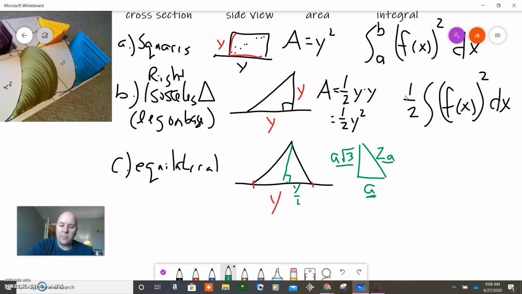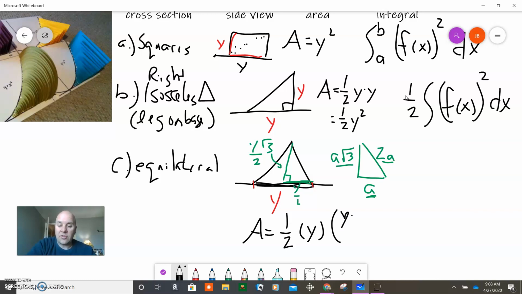So if we know that half of this base here is y divided by 2, that means this height is y divided by 2 times the square root of 3. Whew, I hope you can read that. So meaning that the area, and I'm going to write the area below here, is half of base. Now the base is the whole triangle, so I've got to go back and reference the whole base, times the height of the triangle.